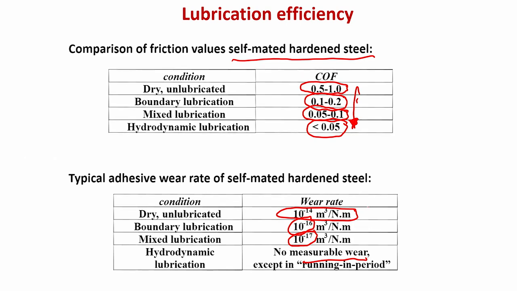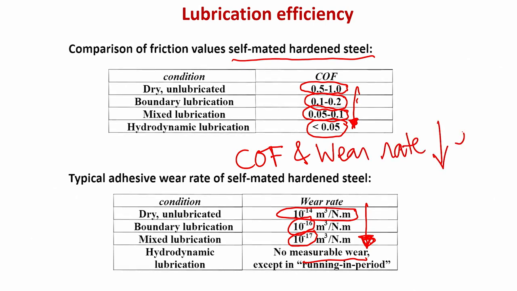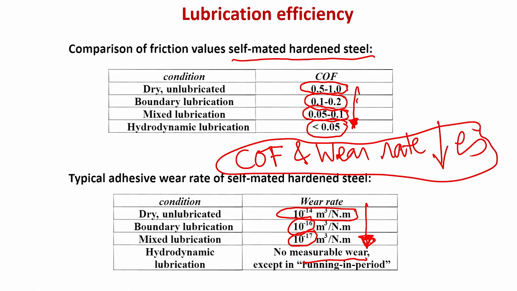So, from both, you can see that the COF and wear rate systematically decrease as you go from boundary lubrication to mixed lubrication to hydrodynamic lubrication. This particular behavior is more or less consistent in the case of the use of lubrication.